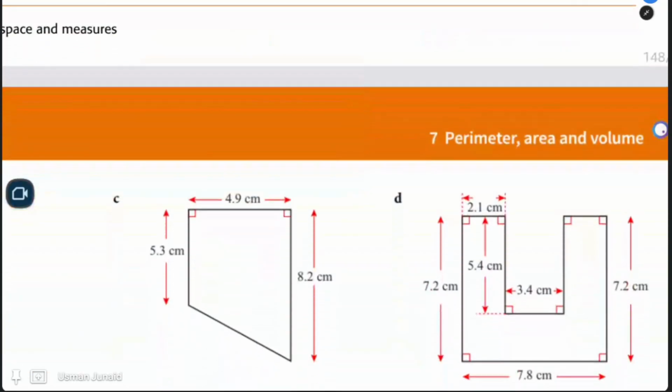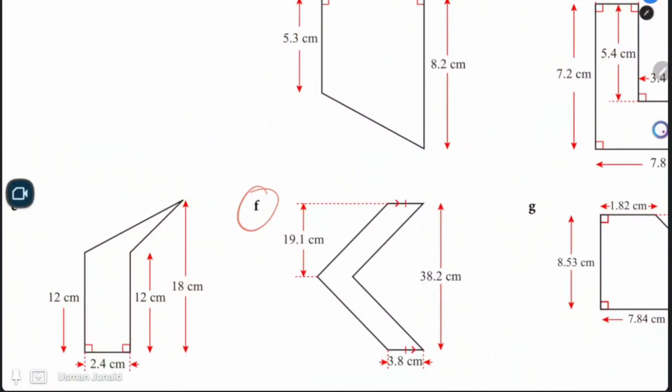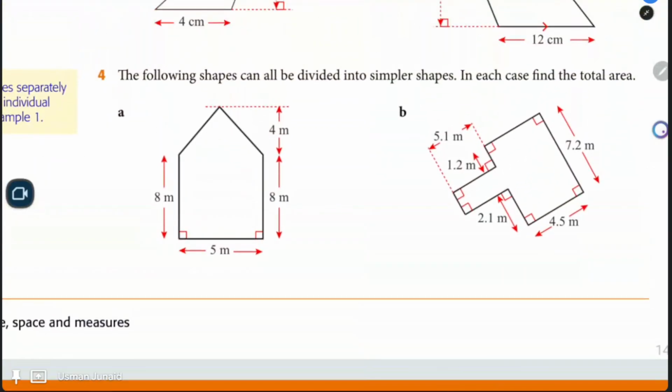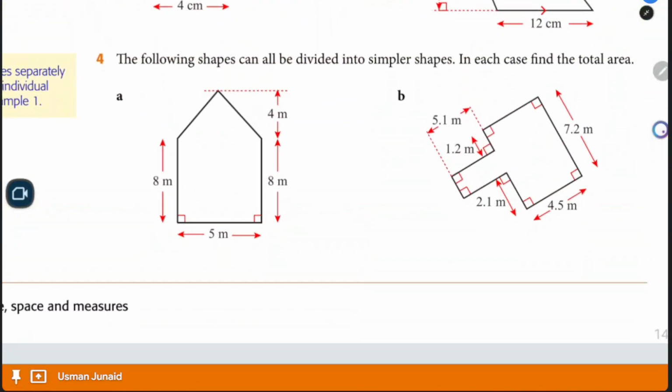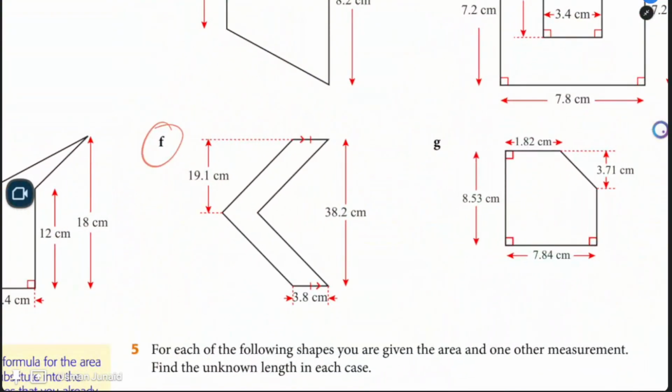Okay. Let's do something different. Let's go for something a bit more challenging. Look at this question. What are they asking again? Yeah, they're asking for the area, right? Yes. So what will you do for F? So we will divide it into two triangles or triangle नहीं rectangles. Parallelograms. Two parallelograms. Okay. सही है.